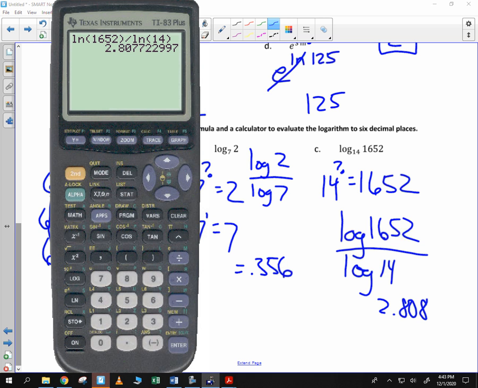And there you have it, folks. There is your laws of logarithms and your change of base formula. Good luck.